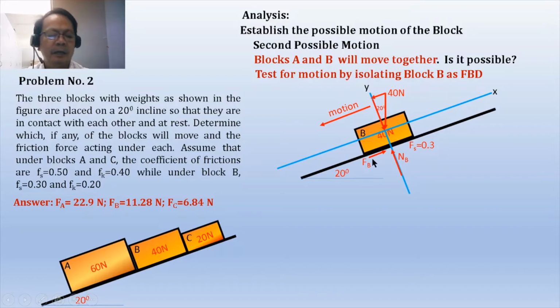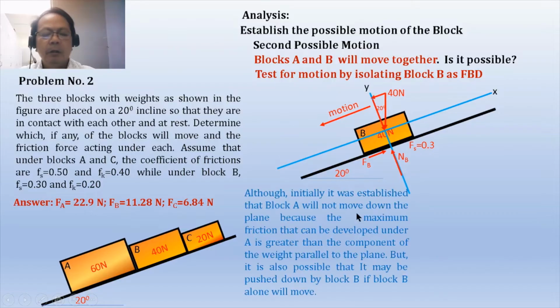This frictional force can be computed as the product of the coefficient of static friction multiplied by the normal force. Although initially it was established that block A, which is underneath, will not move down the plane because the maximum friction that can be developed under A is greater than the component of the weight parallel to the plane, it is also possible that it may be pushed down by block B. Posibleng itulak ni block B si block A, if block B alone will move. But how are we going to know if block B will be moving?